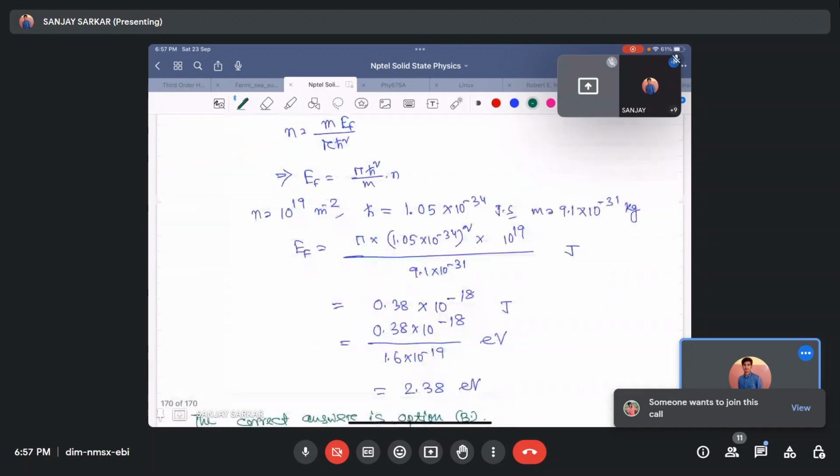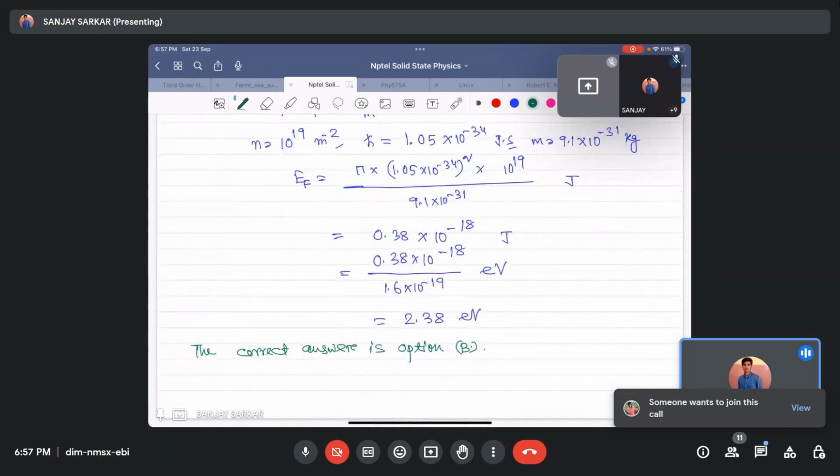Option B, yes. So now given these theories, now you can calculate any problems from this density of states and number of electrons per unit volume. If you have any doubt, you can ask.